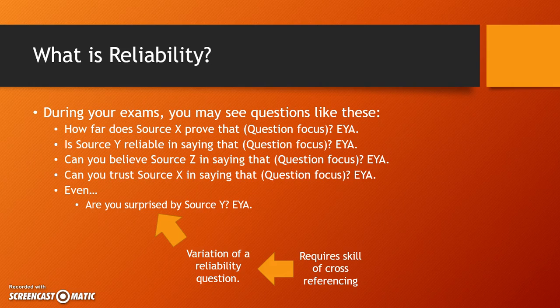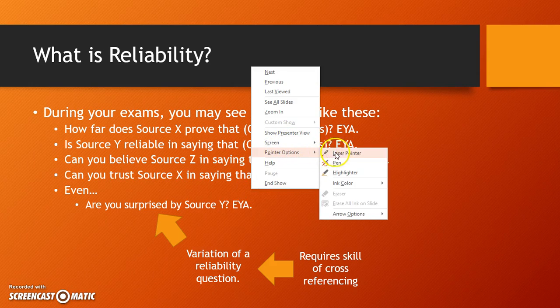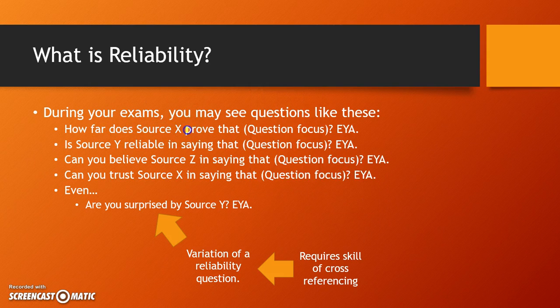Now, why do you need to learn the skill of reliability? The first reason is because you will need it during exams. You will need to know what type of question is testing the skill of reliability. So, how do you identify a reliability question? Basically, you can use words like proof, reliable, belief, and trust to tell you that this exam question is testing you on the skill of reliability. How do I answer it? I have to answer based on the skills that I'm going to learn in this series of videos.